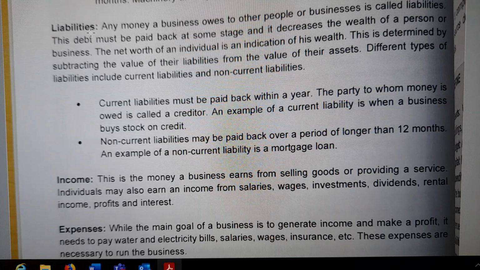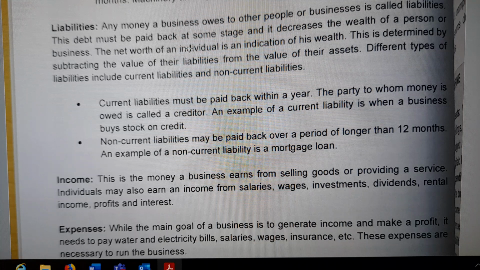It's liabilities. Okay, what are liabilities? Any money a business owes to other people or businesses is called a liability. So if I'm a business, I owe a bank 10,000 and I owe somebody else 5,000, that is a liability. This debt must be paid back at some stage, and it decreases the wealth of a person or the business. So if I owe somebody 10,000 rand, it means my total wealth is lower by 10,000 rand.